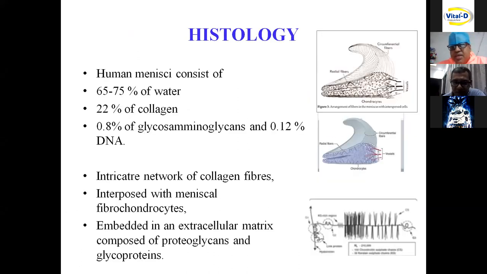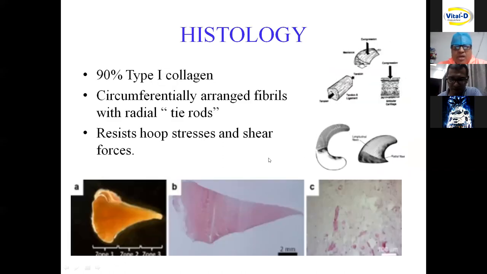Now comes histology. We have to know how the meniscus is structured. About 60 to 75% of the meniscus is water, and 22% of the meniscus is collagen. That is about 88% formed by water and collagen, and 0.8% is glycosaminoglycan, and 0.12% is DNA. The collagen forms an interesting network, and there are of course some fibrochondrocytes in between. You can see the fibrochondrocyte cells, and there is some extracellular matrix in it.